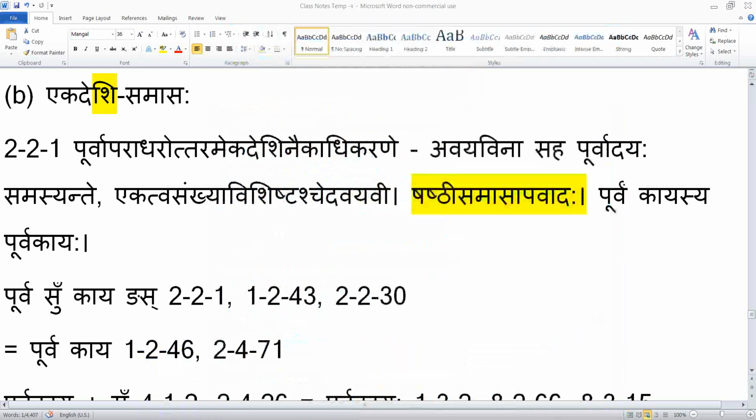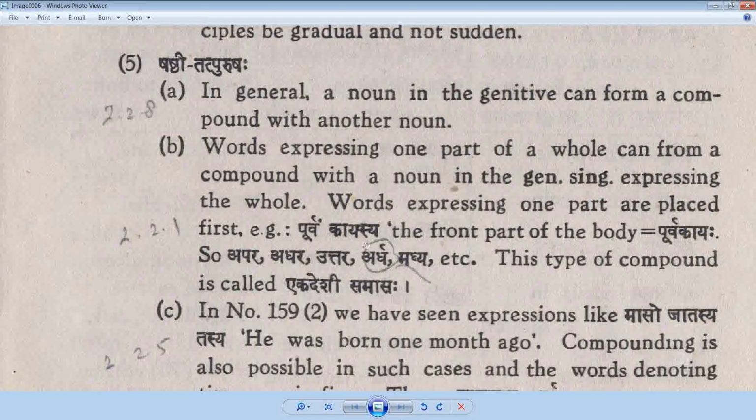When you say Kayasya so Purvam, you say it because Shashti is there also. You look at the example given in the book, it says Purvam Kayasya. So Shashti is already there. So why can we not use the Shashti Tatpurusha itself over there? Well, you can get the answer right here.